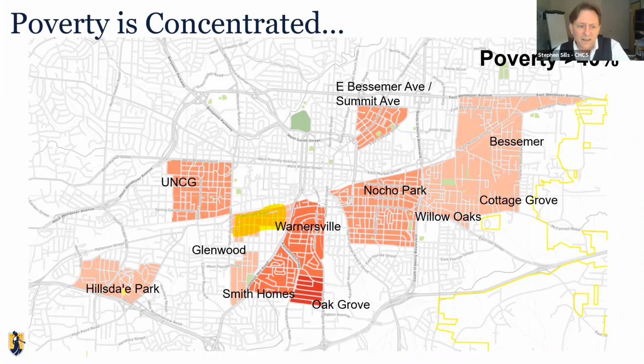Hillsdale Park, further east out towards Merritt and South Holden, just south of Smith High School, a number of condos and apartment complexes out there that are lower income. Finally, UNCG, again, another anomaly here. Wherever you have students who are only part-time employed or unemployed, it inflates the poverty statistics.